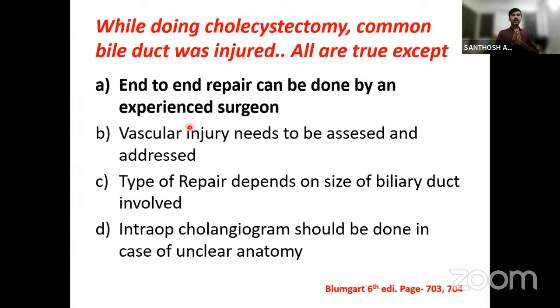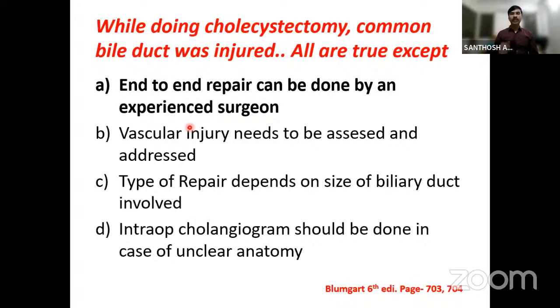See, most of the injuries happen on the right side of the common bile duct. Now, on the right side of the common bile duct, usually the right hepatic artery also goes. So whenever there is injury of the right hepatic artery, there is high chance that when we do an end-to-end anastomosis, since the blood supply is axial to the common bile duct, it goes on the 3 o'clock and 9 o'clock position. 3 o'clock position blood supply has been interrupted. So end-to-end anastomosis may end up with the stricture.